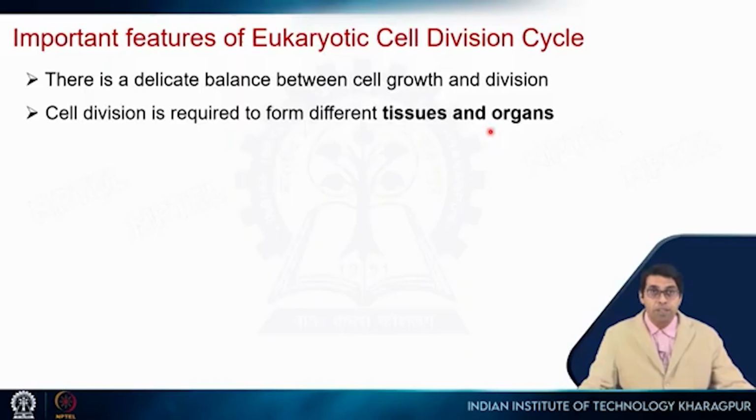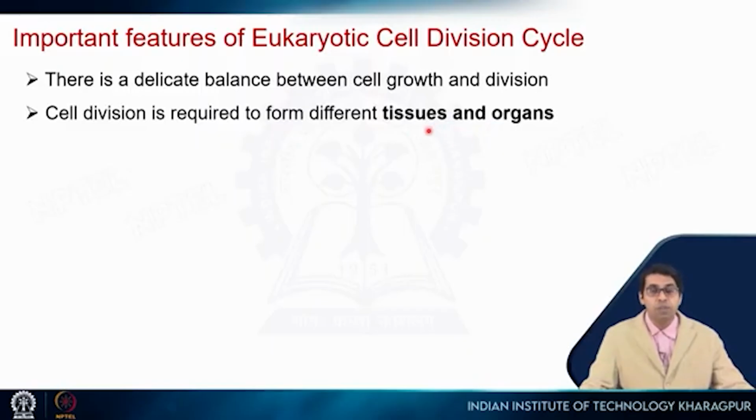And each of these organs are made up of multiple cell types. So roughly there are 200 broadly categorized cell types, but there are many more. So these cells have to divide in order to maintain these tissues and organs. So one example that I can give you, and we will talk about this in more detail in next week's lecture.